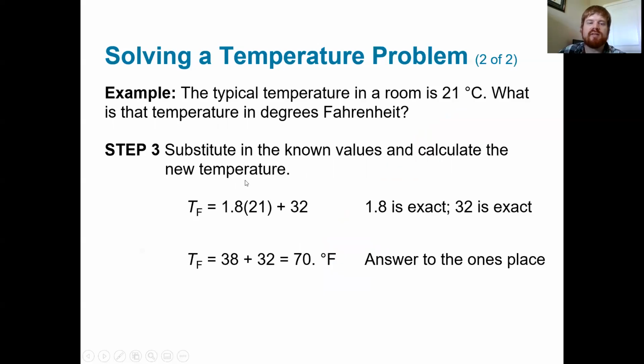So we take 1.8 times 21, add 32. Keep in mind here that the 1.8 is exact and the 32 is exact. These are both exact numbers. So the only number that has any significant figure applications is the measurement of temperature, which is 21. It ends up being 38 plus 32. We end up with 70 degrees Fahrenheit. And because we know this one to the ones place, right? So this is going to give us to the ones place here. That means our answer should be known to the ones place as well.